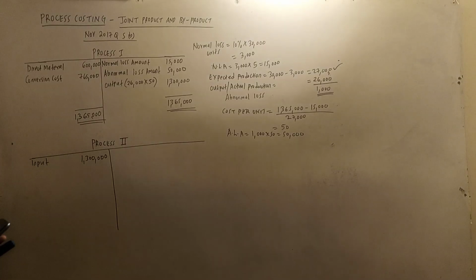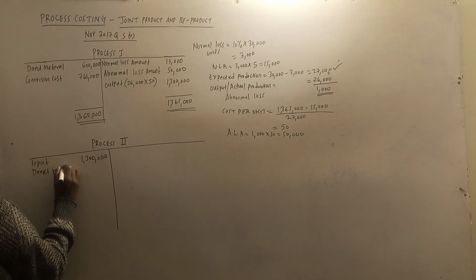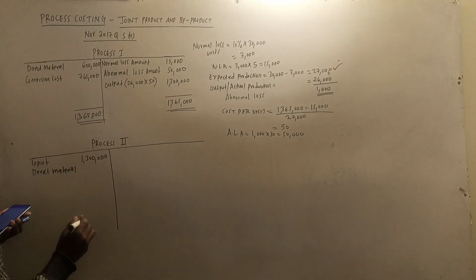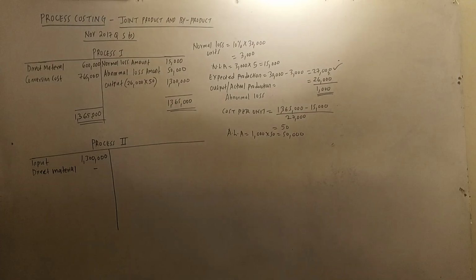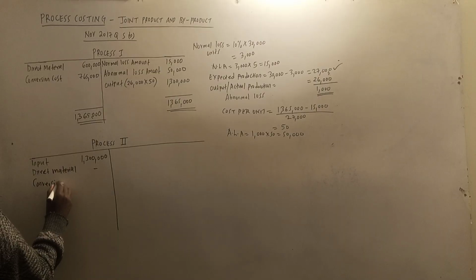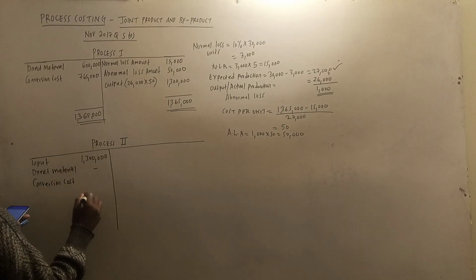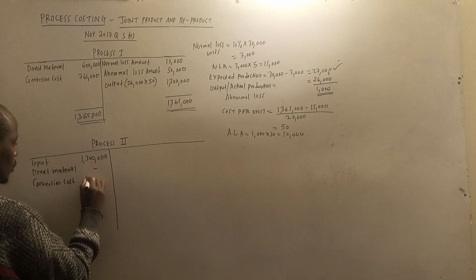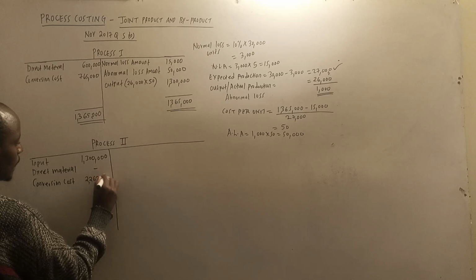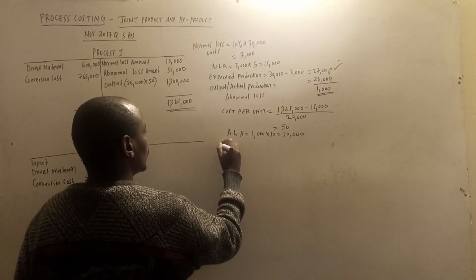Process 2, we start with direct material. Now, direct material is dash. So in process 2, if we check the equation, we do not have direct material. Then you have conversion cost. And remember, units is 26,000. Conversion cost is 2,262,000.